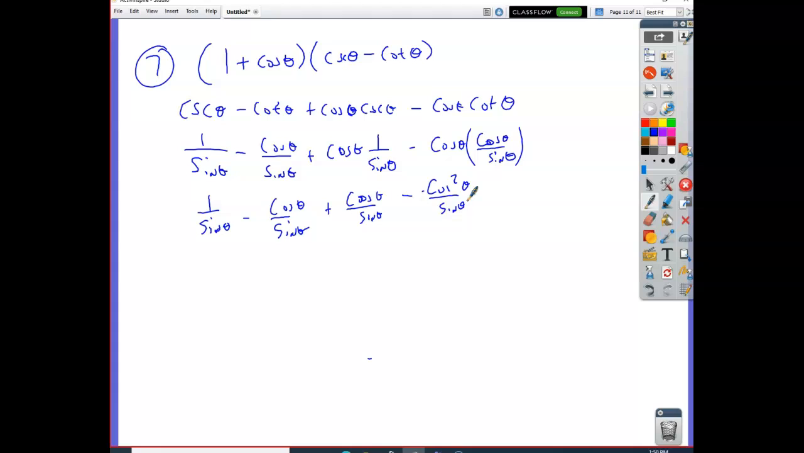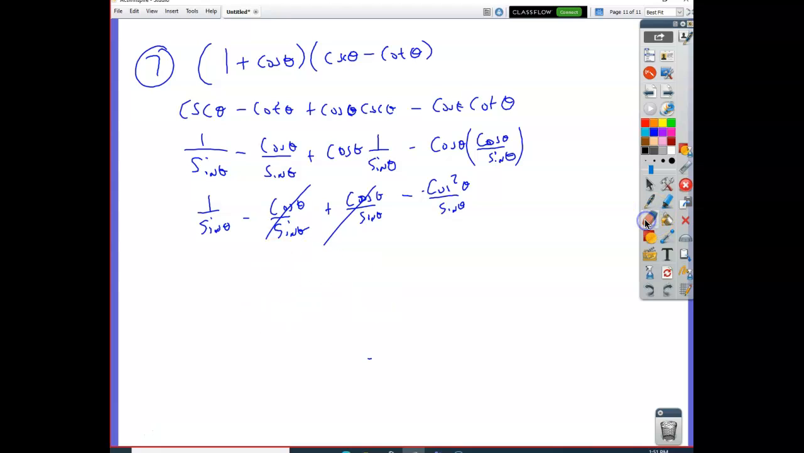I think you're right on the money, you just didn't get the last step. You don't erase anything. Is that okay with you, sir? Then I saw that there's a negative cosine theta and a positive cosine theta over sine theta, so I just cross those out. And then it's 1 over sine theta minus cosine squared theta over sine theta, and they have the same denominator.